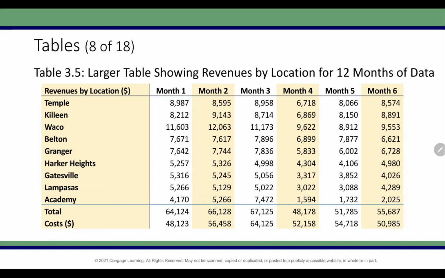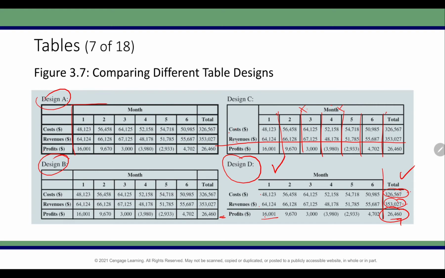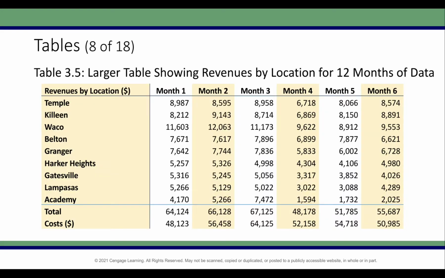So this is a larger table. Here we have this table, right? We basically have each month from the company's different locations all aggregated. Now, when we separate them for each location, you see there are this many locations. So now we have more information shown in this table.